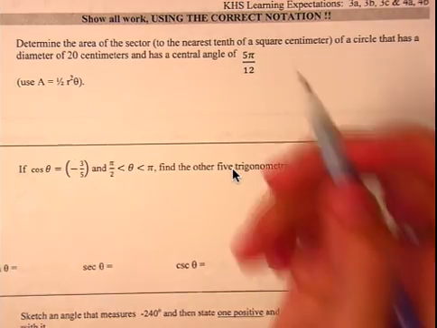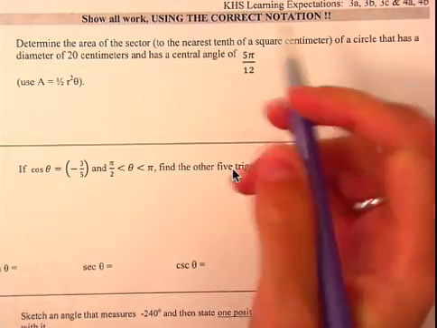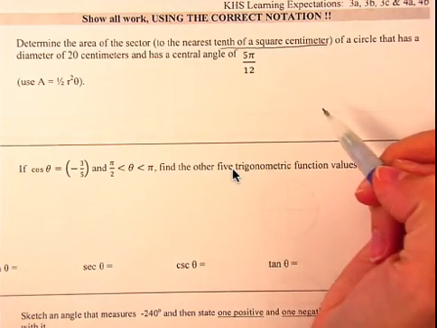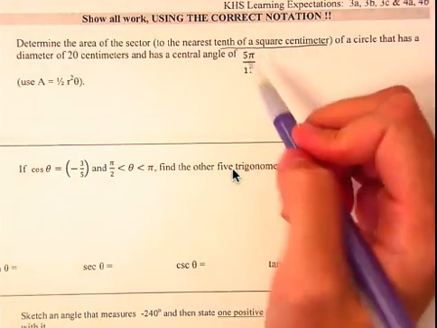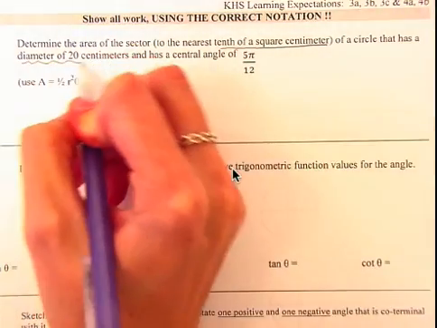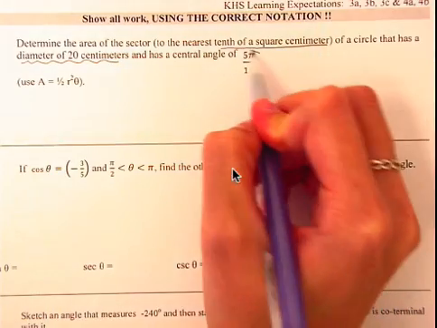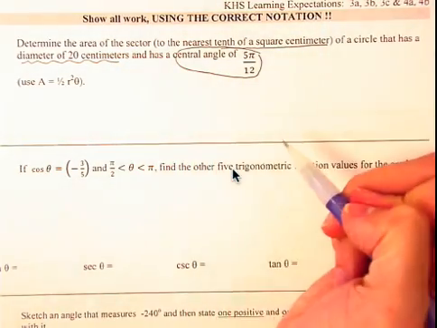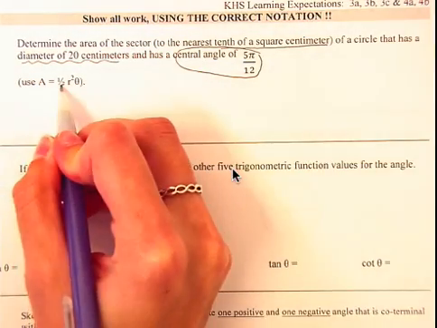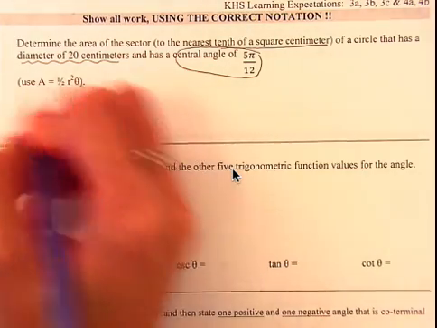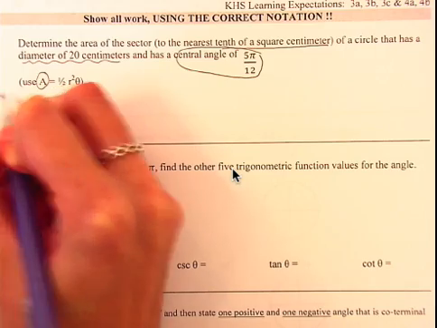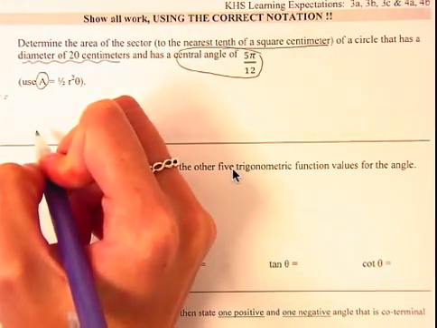Number 1 says, determine the area of the sector to the nearest tenth of a square centimeter of a circle that has a diameter of 20 centimeters and a central angle of 5 pi over 12. And it tells us that we want to use this formula, A equals 1/2 r squared theta. Based on this information, I'm trying to find A, and I need to know R in order to find A.